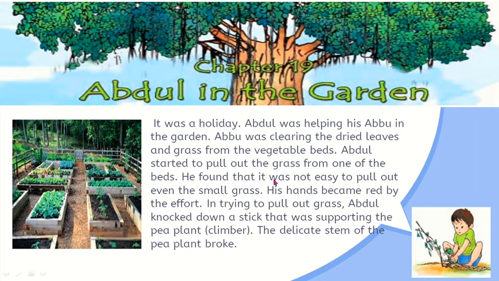He found that it was not easy to pull out even the small grass. His hands became red by the effort. In trying to pull out grass, Abdul knocked down a stick that was supporting the pea plant climber. The delicate stem of the pea plant broke very easily in comparison to grass.